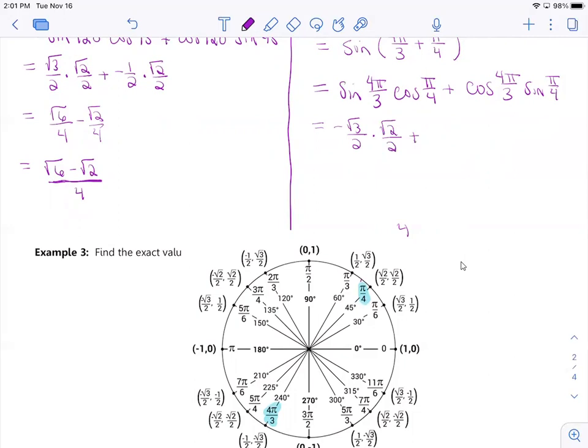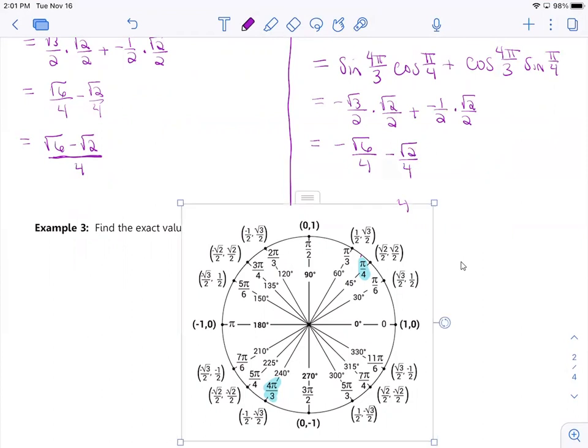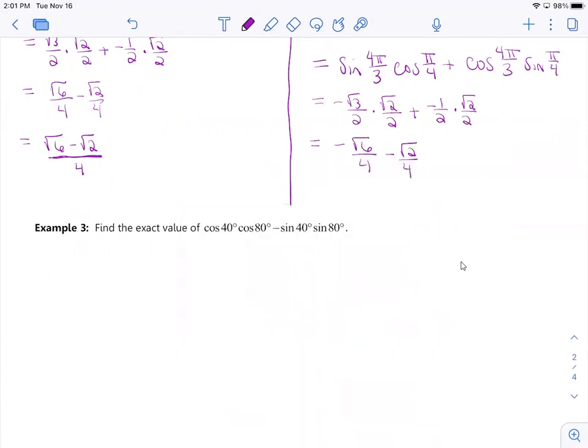Cosine of 4 pi over 3, negative 1/2. And then sine of pi over 4, root 2 over 2. Multiply straight across, we get negative root 6 over 4 minus root 2 over 4. So you'll see a lot of these are very similar, give or take a plus or minus. So you can leave it like that, or you put it over the same denominator.